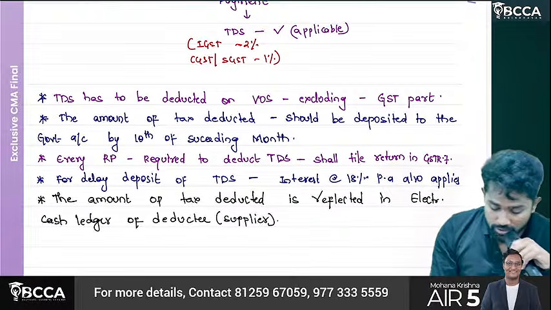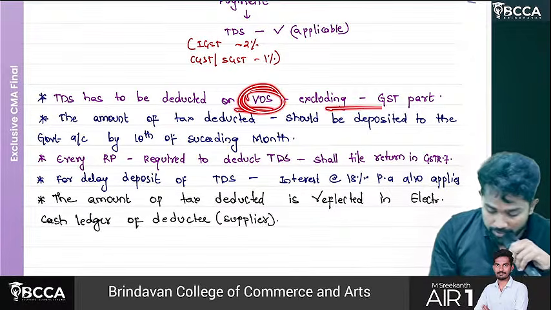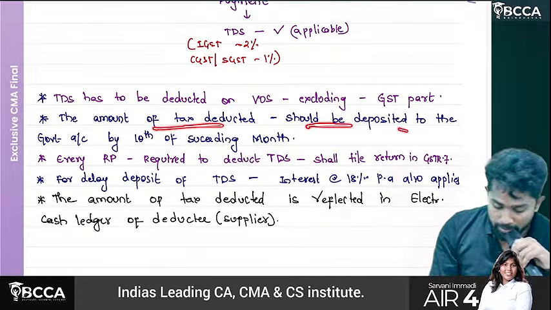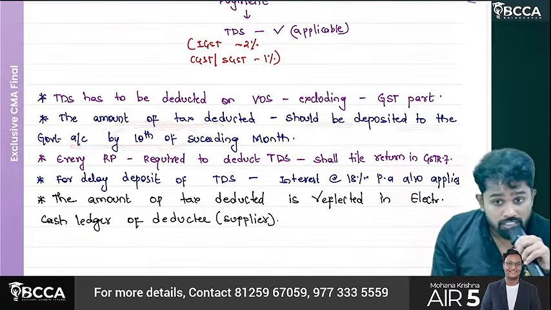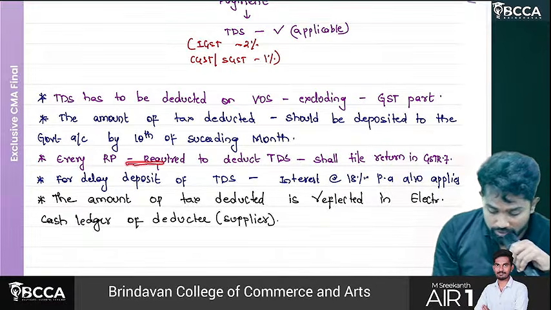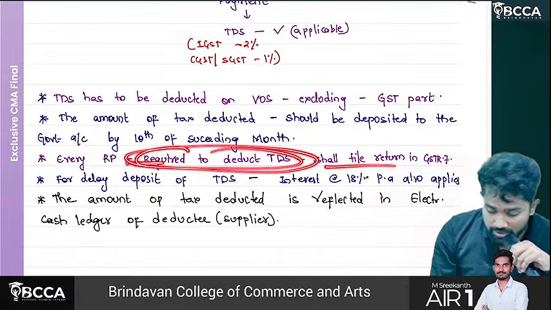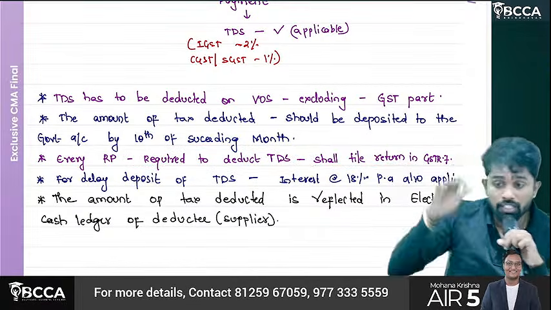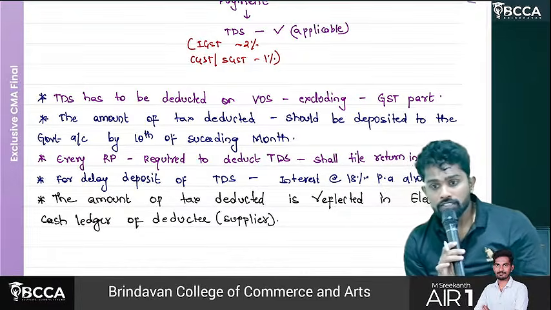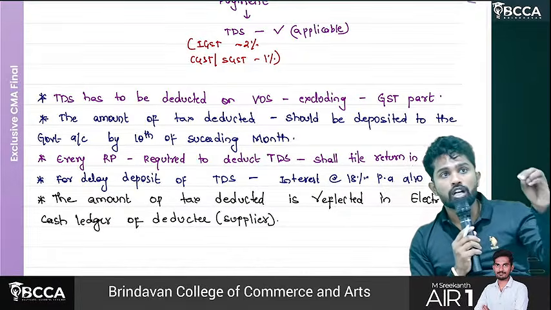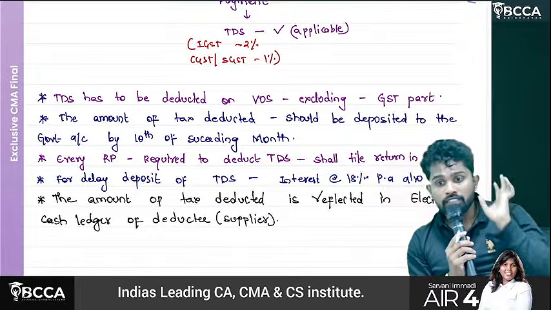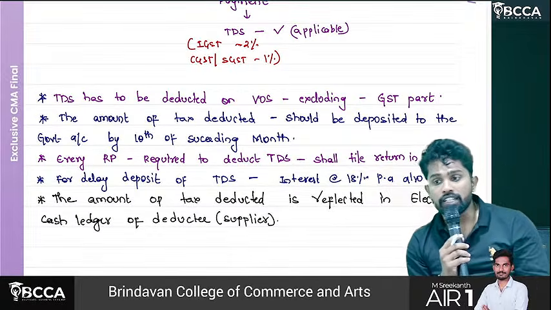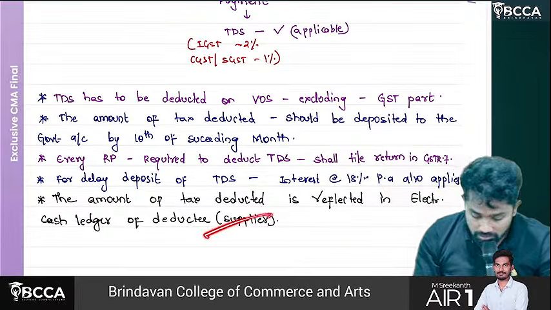Then TDS has to be deducted on value of supply excluding the GST part. The amount of tax deducted should be deposited to the government by when? 10th of succeeding month. Every registered person required to deduct TDS shall file a return in which form, sir? GSTR 7. We discussed in the return chapter itself. And it has to be filed by 10th of succeeding month. If TDS amount is not deposited to the government by 10th of succeeding month, then interest at a rate of 18% per annum is applicable.